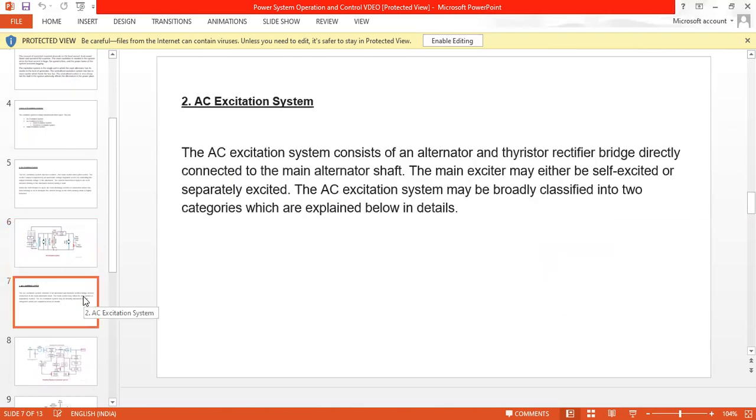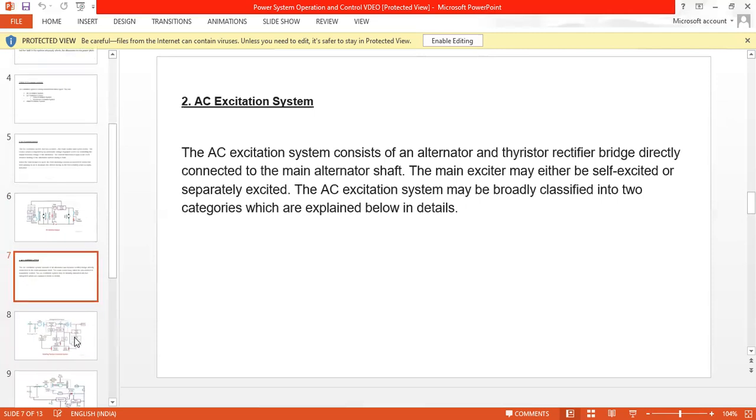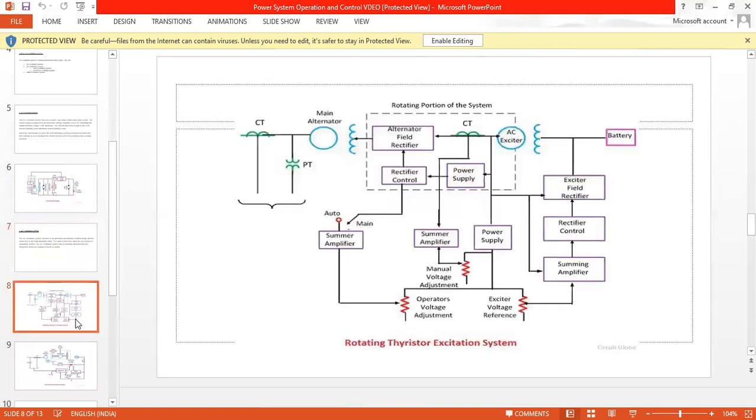And else, let me discuss what actually the AC excitation system is meant to be. Here, we well know that the AC excitation system consists of an alternator and the thyristor rectifier bridge directly connected to the main alternator shaft. The main exciter may either be self-excited or separately excited. The AC excitation system may be broadly classified into two categories, which are explained below in detail. Here is the figure regarding the rotating thyristor excitation system.